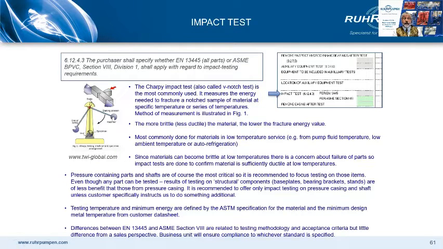Impact testing is most commonly specified in low temperature service, when some steels can become brittle. The material specification, the ASTM or the DIN, will specify the acceptance criterion for the particular material. Now, these tests are carried out at ambient temperature, and that is because the ASTM records the acceptance criterion at ambient temperatures.